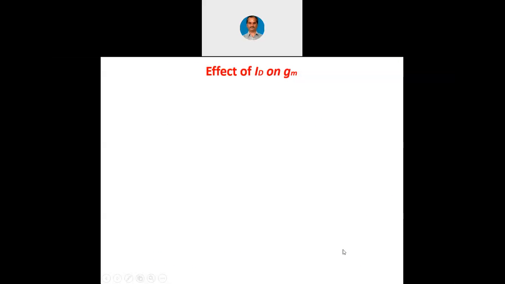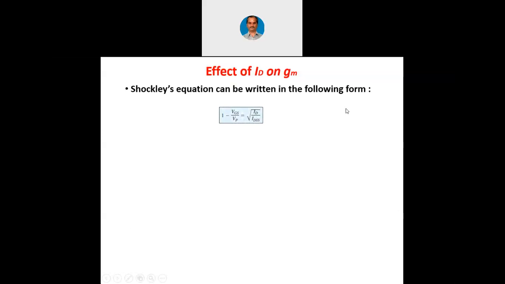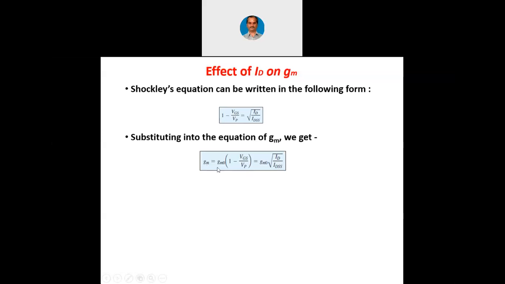Now, what is the effect of the drain current on the transconductance? Let us see that. Shockley's equation can be written in the following form, this we had seen earlier: 1 minus VGS by VP equals square root of ID by IDSS. So now substituting into the equation of GM, because this factor on the left hand side is part of GM, we can write GM equals GM0 into 1 minus VGS by VP, or GM0 into square root of ID by IDSS.